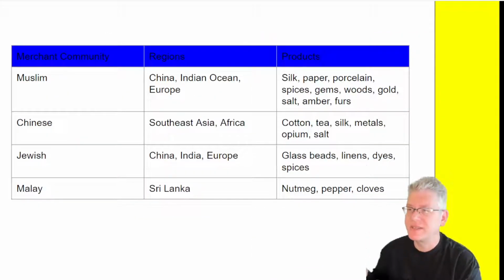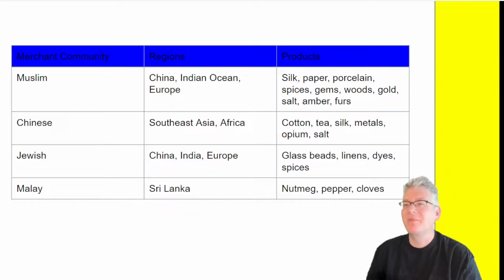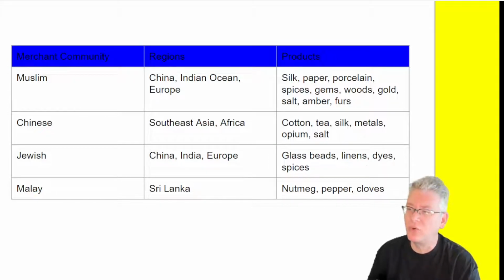All right, here's an example. This is what I was trying to get to before. A couple of different diasporic merchant communities. We have Muslim communities. They're going to be in places like China, the Indian Ocean, and Europe. They trade products like silk, paper, porcelain, spices, gems, wood, gold, salt, amber, furs, pretty much everything. They are in the middle of this trade network.